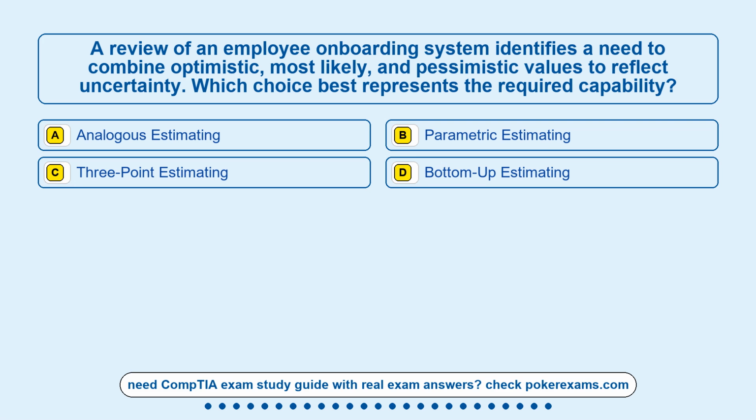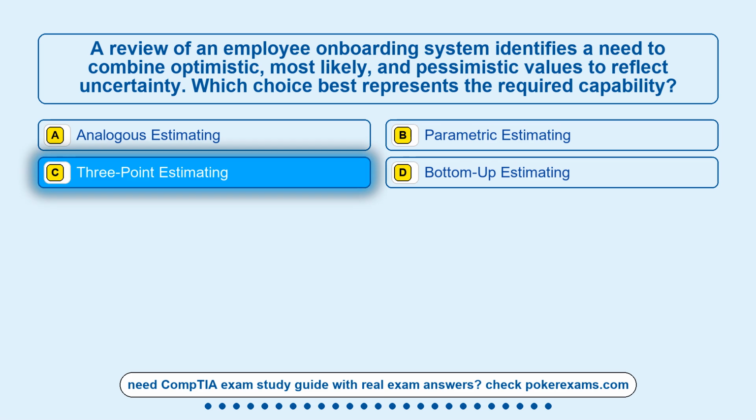Question 1. A review of an employee onboarding system identifies a need to combine optimistic, most likely, and pessimistic values to reflect uncertainty. Which choice best represents the required capability? Option A. Analogous estimating. Option B. Parametric estimating. Option C. 3-point estimating. Option D. Bottom-up estimating. The correct answer is option C.